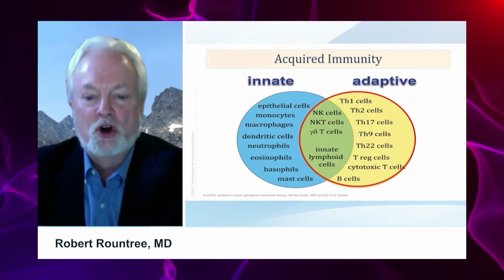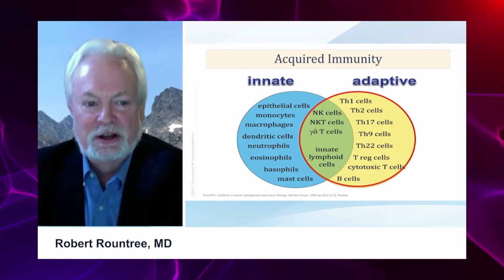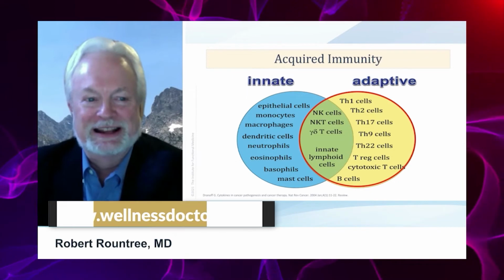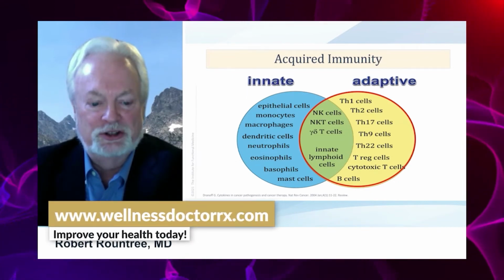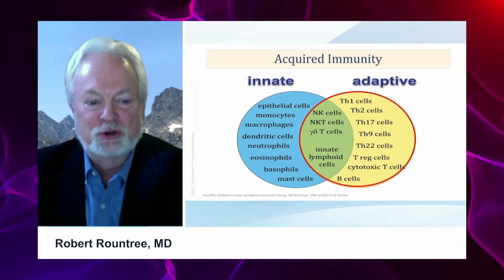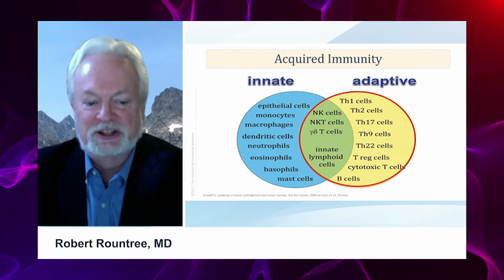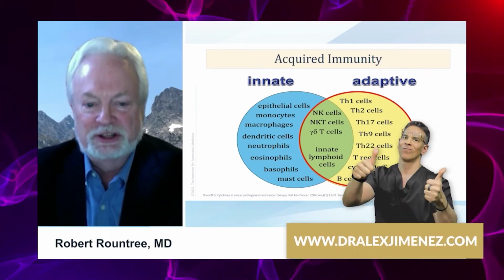So here's an overview of the innate versus the adaptive immune system. You can see that there are many players in the innate immune system, not just immune cells, but also epithelial cells. And there's monocytes and macrophages, dendritic cells, neutrophils, eosinophils, basophils, mast cells. We're going to talk about all of these to some extent.